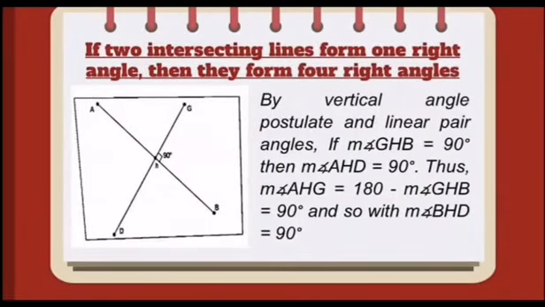If two intersecting lines form one right angle, then they form 4 right angles. By the vertical angle postulate and linear pair angles, if the measure of angle GHD equals 90 degrees, then the measure of angle AHD is also 90 degrees. Thus, the measure of angle AHD equals 180 minus the measure of angle GHB, which equals 90 degrees, and so with the measure of angle BHD, which is also equal to 90 degrees.